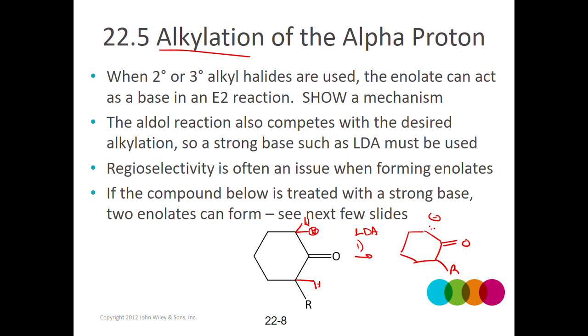or some other strong base. That would then attack the R group and kick out the leaving group. And I would end up with an R group on this carbon and one that was initially there, so there's also an R group on that carbon. If my base picks off the other proton, then I get a different enolate.